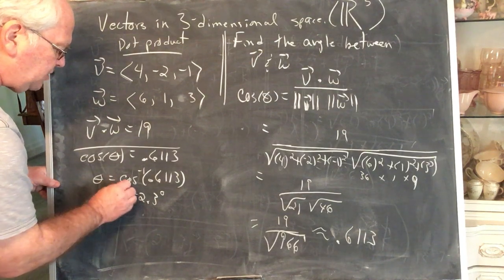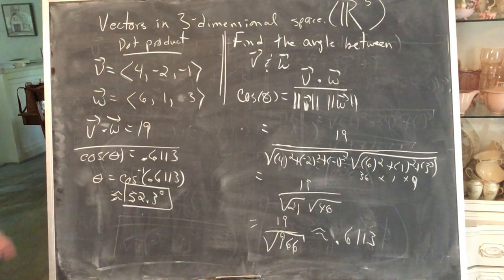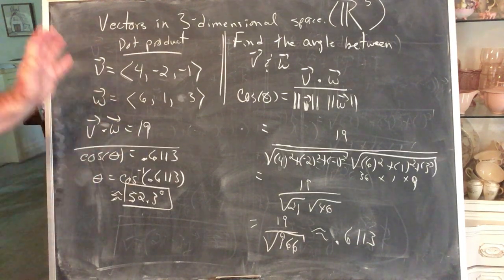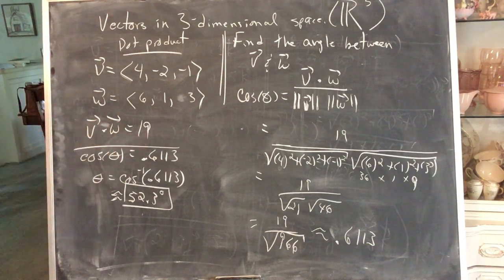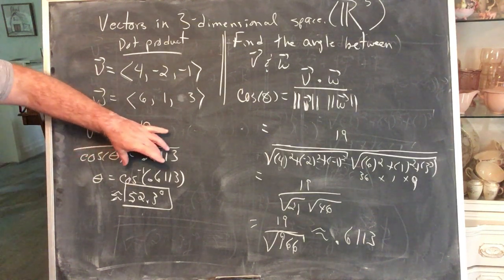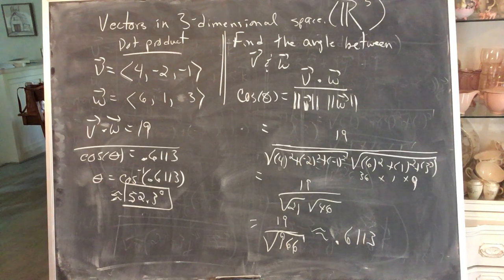And again, as long as you show me your work, I will not be concerned with the precision of the rounding. If you have 52.4, 52.1, 52.5, any value close to that is fine by me. But that's the procedure. Cosine inverse of that value of theta, and that gives the representation of the angle between those two vectors.